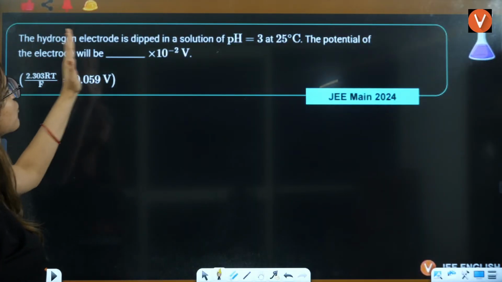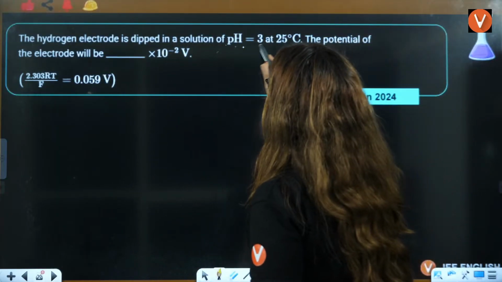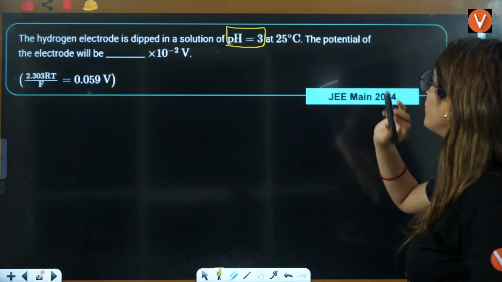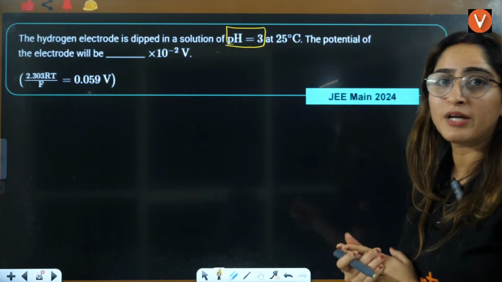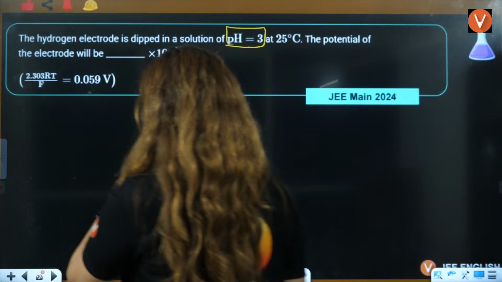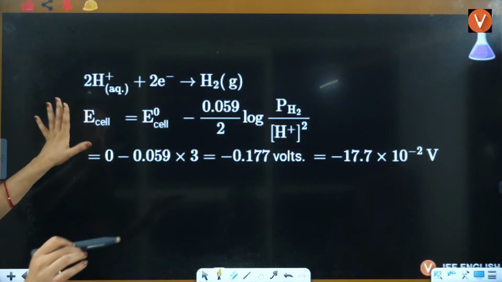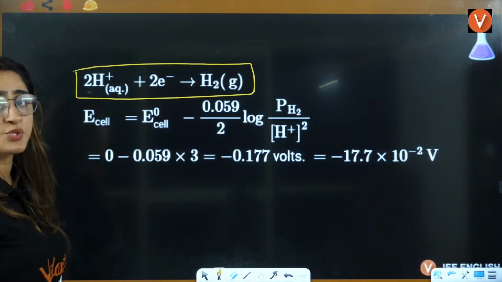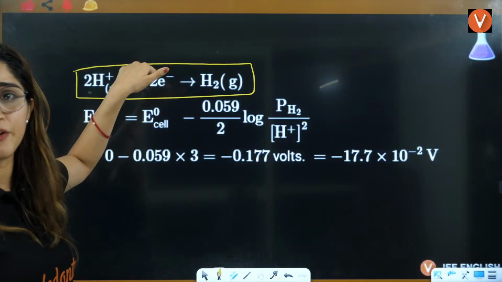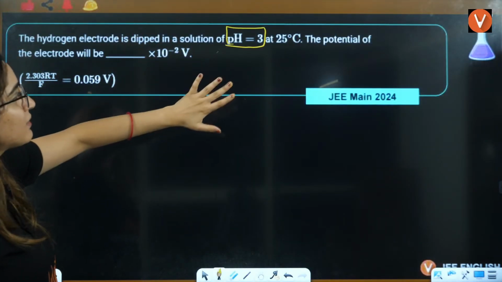So the hydrogen electrode is dipped in a solution of pH equals 3. The potential of the electrode will be dash. See, simple thing is, again you have to use the same formula, right? This is the hydrogen electrode. We did this before, we did the derivation also. Now they are talking about it being dipped in this particular solution.